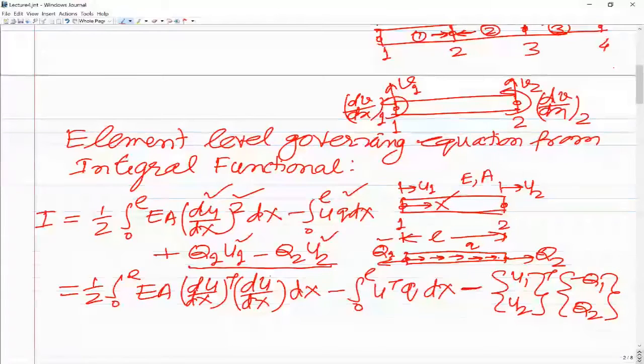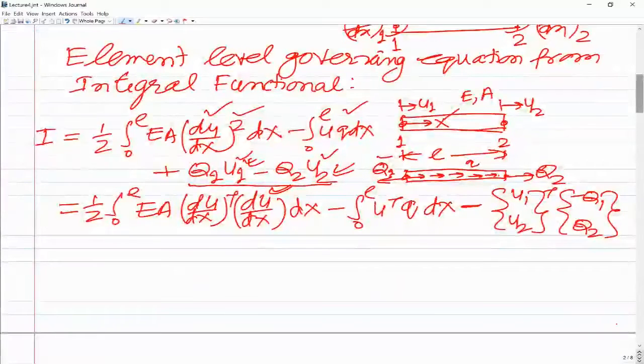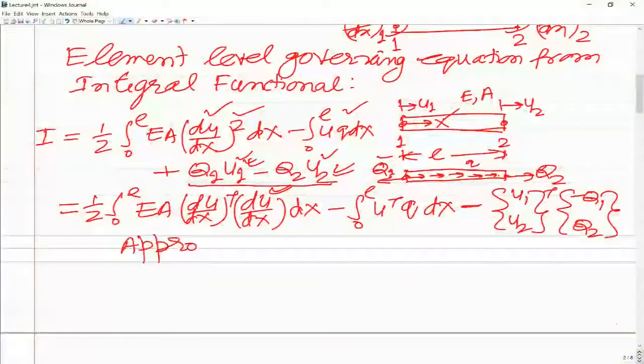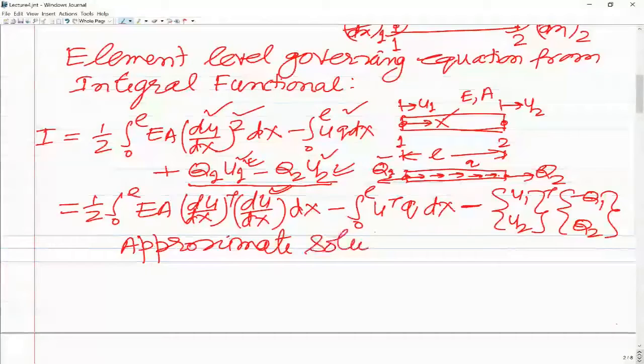Now this is the integral functional, and the criterion for choosing the approximate solution is the same. In the integral functional the highest order derivative of u is du by dx, so whatever approximate solution we assume should be differentiable once. Approximate solution similar to what we did in the last class: we assume that u is equal to a0 plus a1x. Why a1x? Because the highest order derivative in the integral functional is the first derivative.